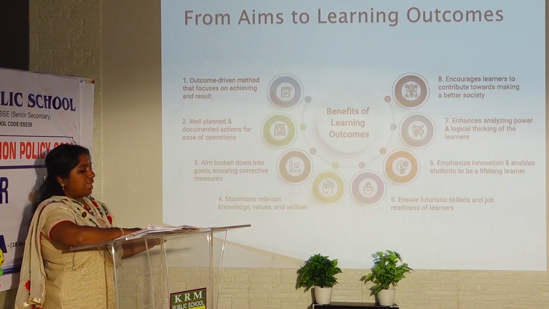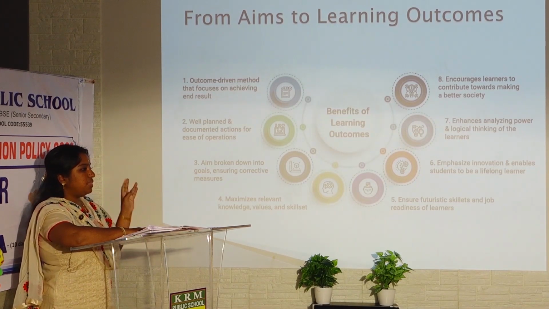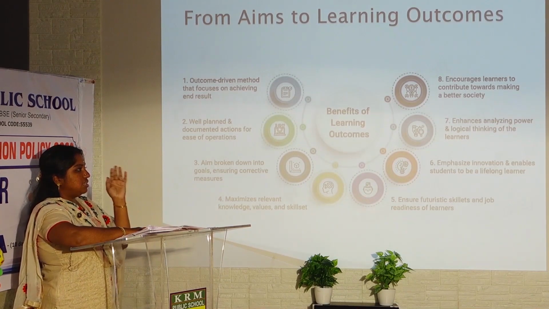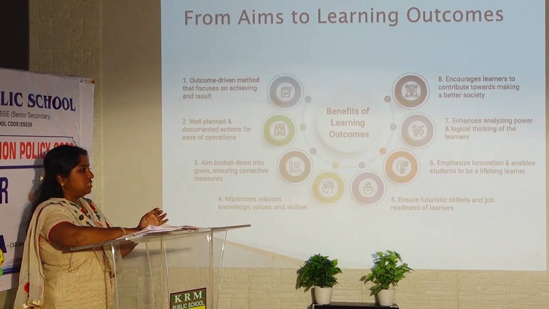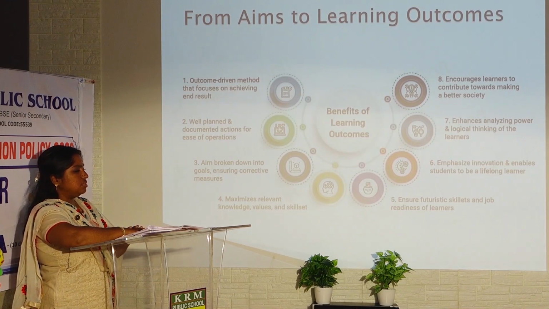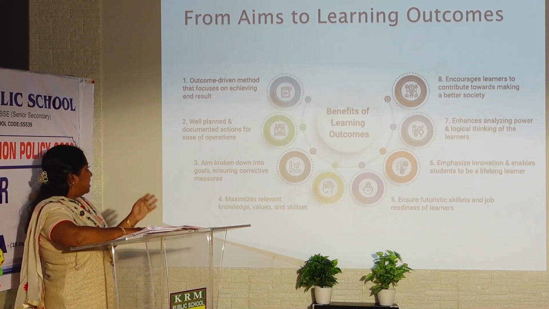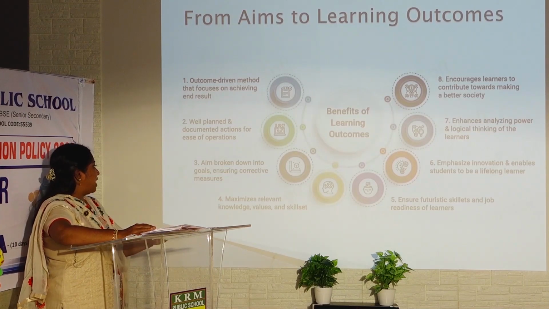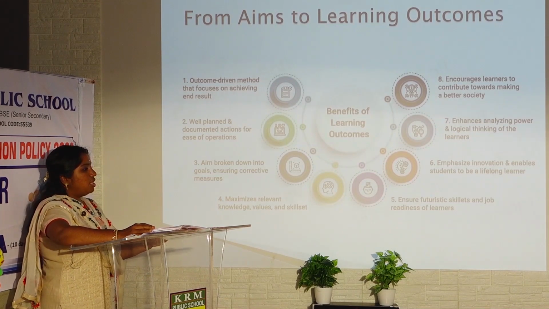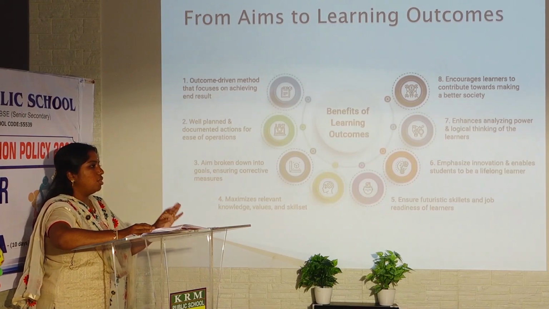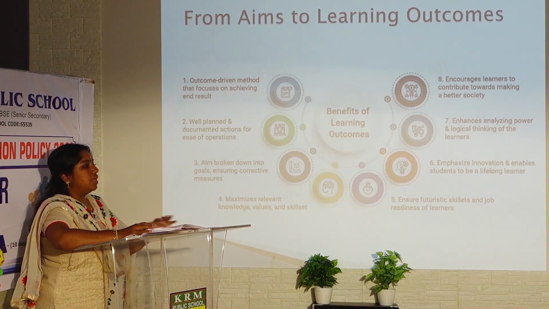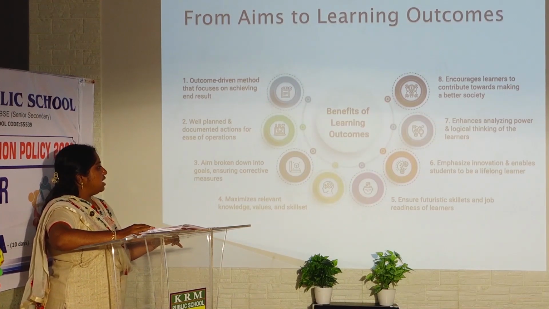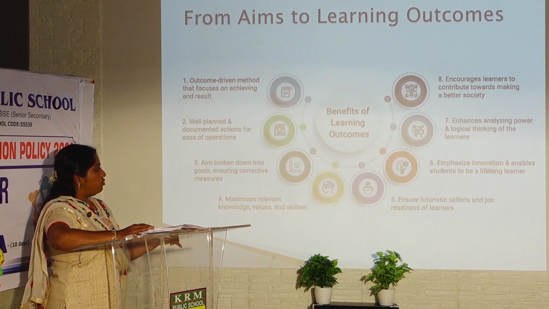As NCF says, from age 3 to 8 we have to break it down by age. At the age of 3, the child should do this. At the age of 4, the child should do these things. So till 8 years we have to build up the aims which the child should achieve. Next comes maximum relevant knowledge. The knowledge for a 3-year-old child should be there, and the knowledge for a 4-year-old child should be there. The curriculum has to be designed according to their ages and limits. Next comes ensuring futuristic and job readiness for learners.